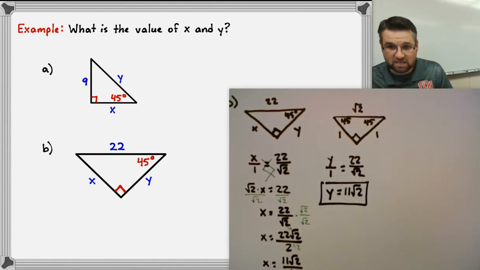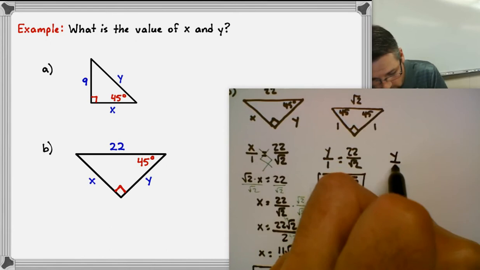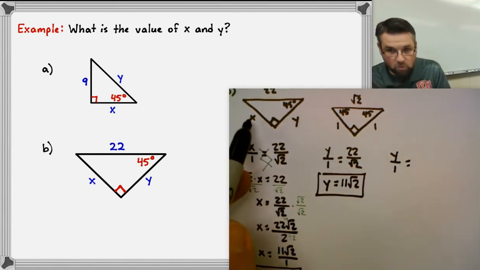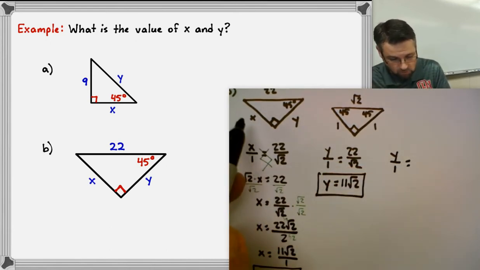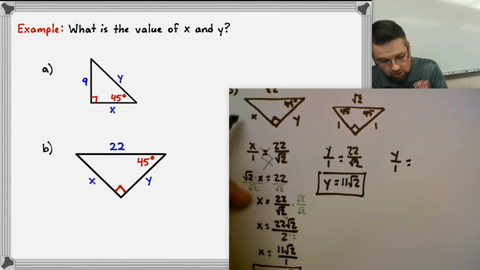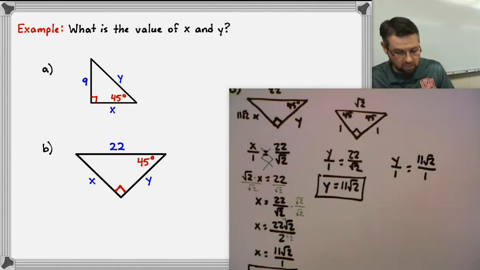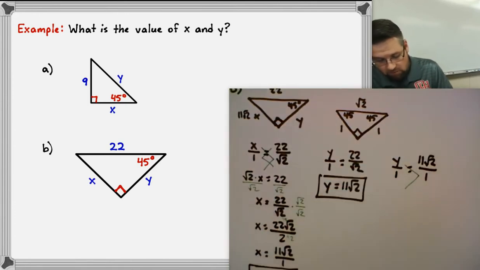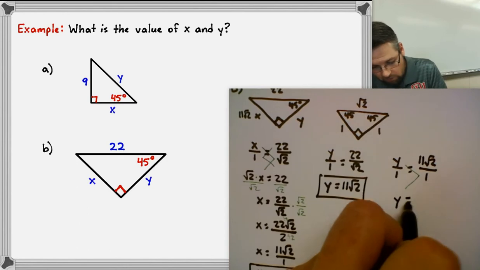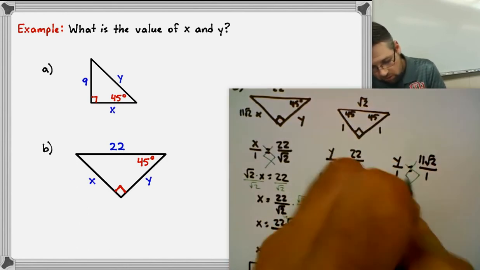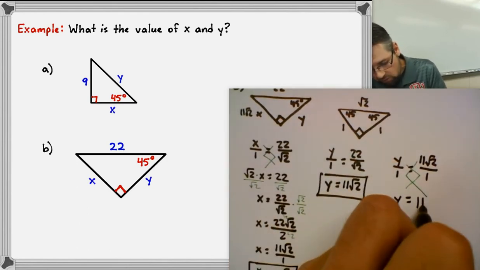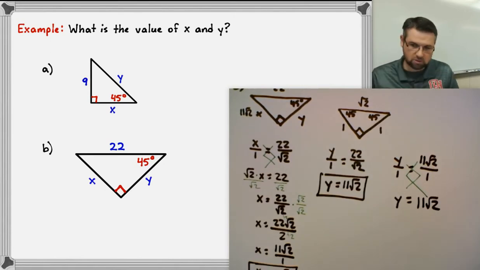If you wanted to see it in a different way, you could have said y over 1 equals, now we know what x is. Remember, x was 11 rad 2, so we can write that down here, 11 rad 2 over 1. And then we could cross multiply that if we wanted to, and that one's easier to do. So we end up with y equals 11 radical 2. Okay, so a couple different ways of doing it.